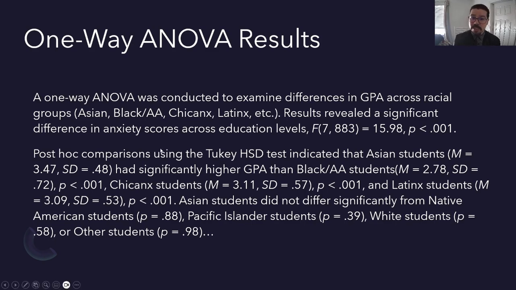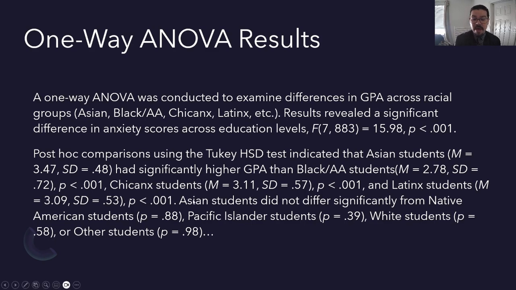So in this particular case, because we found significance, we would write post hoc comparisons using the Tukey HSD test indicated that Asian students with a mean of 3.47, standard deviation 0.48, had significantly higher GPA than Black and African American students. I apologize, I should have put a space here, but reporting their mean, standard deviation, their significance level. Chicanx students, mean, standard deviation, significance level, and Latinx students, mean, standard deviation, significance level. That concludes where in the test you're going to see significance.